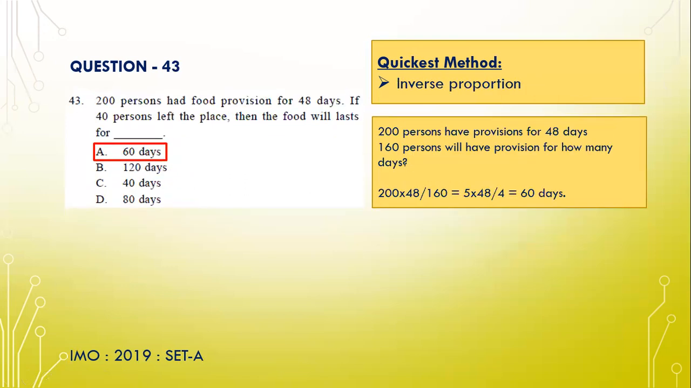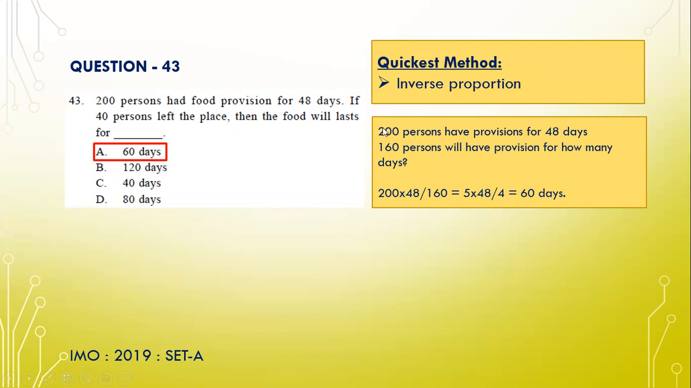200 persons had food provision for 48 days. If 40 persons left the place, then how long will the food last? This is inverse proportion. 200 persons, the provisions last for 48 days. So if 40 people leave, how many people will be left? 200 minus 40 is 160 persons. The provisions will last for more days, isn't it?